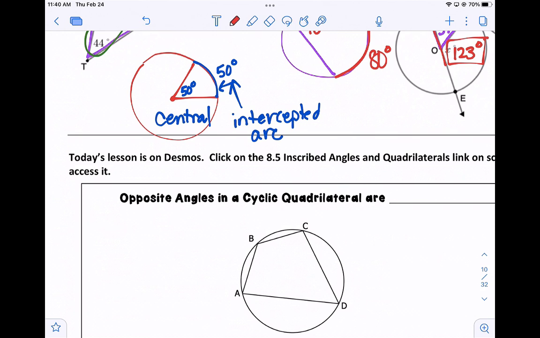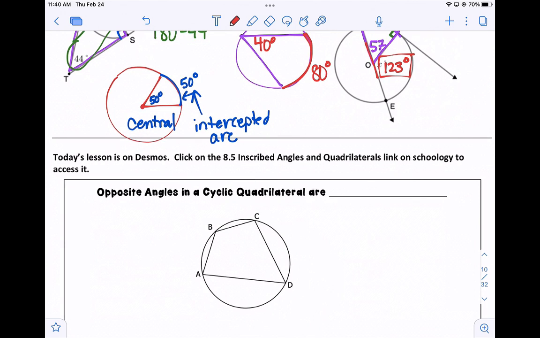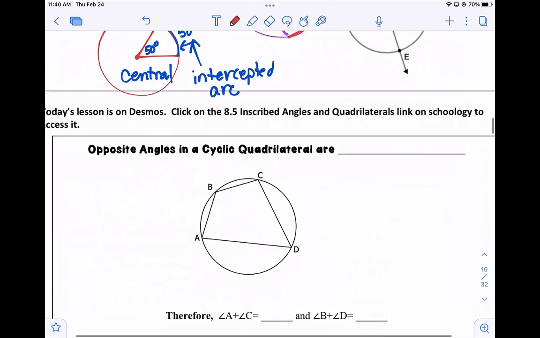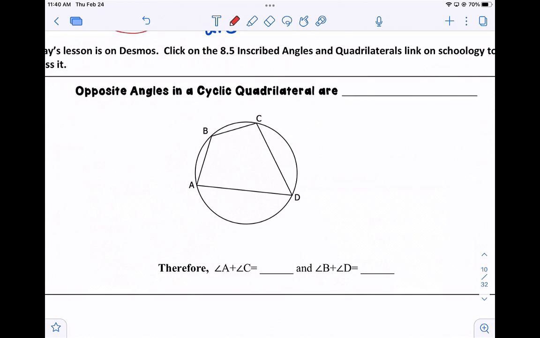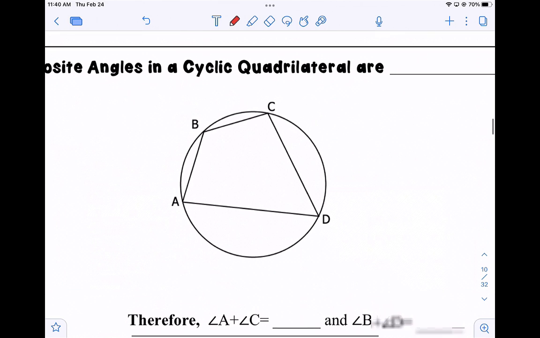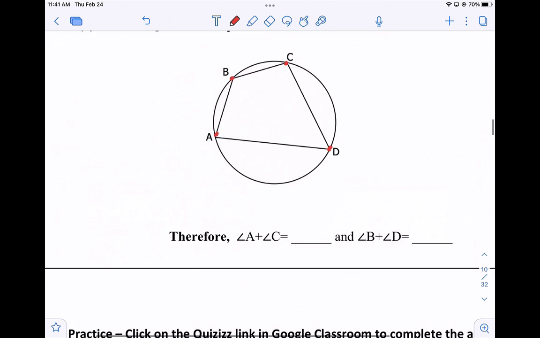I'll have the link for you, and you're going to click through and work on how inscribed angles and quadrilaterals are related. And then when you're done, you'll be able to fill out the main idea of the lesson, which is what's true about opposite angles in a cyclic quadrilateral. A cyclic quadrilateral just means all the vertices are on the circle and the quadrilateral is inside the circle. So we'll be able to fill that out.